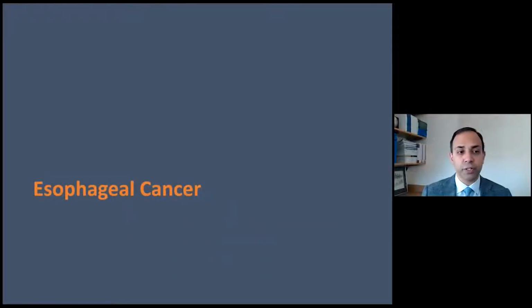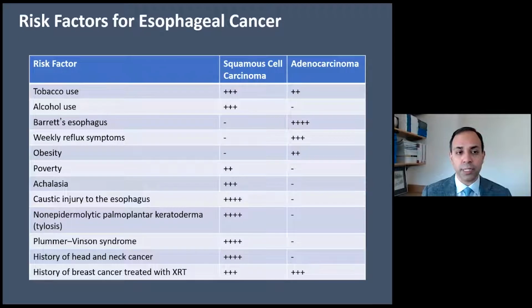With esophageal cancer, there are 2 major histologies seen. Squamous cell carcinoma, which primarily arises in the upper and middle thirds of the esophagus, is the more common histology found worldwide. However, in the United States, adenocarcinoma is the more common histology, and this arises primarily in the lower third of the esophagus or in the gastroesophageal junction. There have been a number of risk factors that have been identified for both of these histologies listed here.